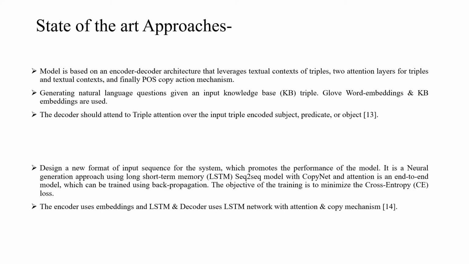A sequence to sequence model with CopyNet and attention mechanism is an end-to-end trainable model which can be trained using back propagation. The objective of this type of training, where we perform back propagation, is to minimize the cross entropy loss, which can be performed for generating the question from the knowledge bases.